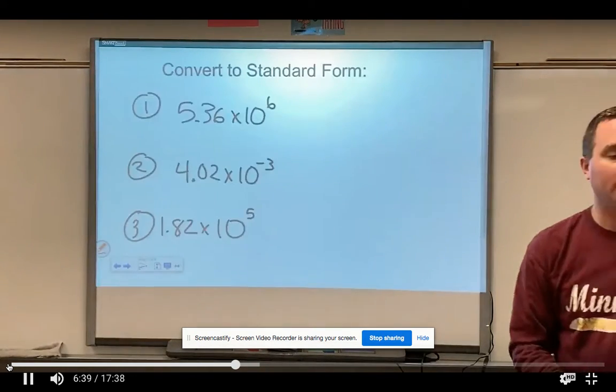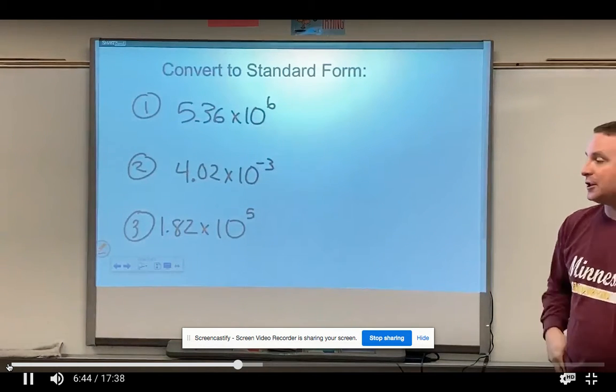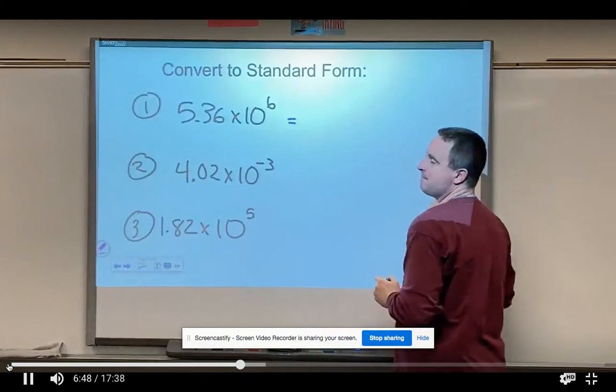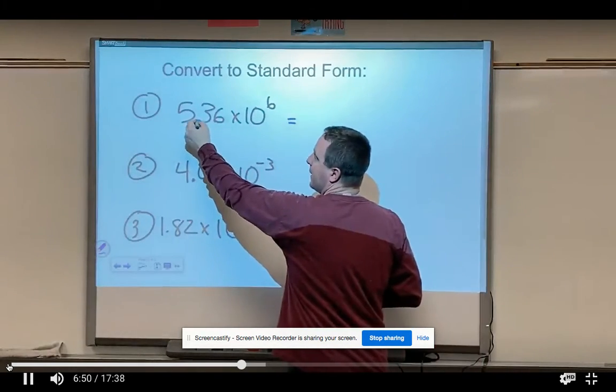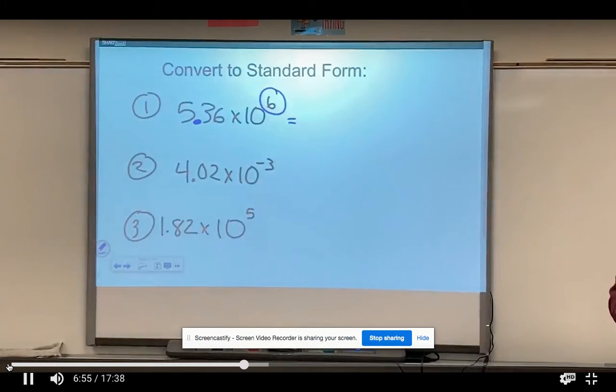On the next screen here, we're going to go backwards. What if I have a couple in scientific notation? Can I change these guys into standard form? Okay, well, there's my decimal point. I try and find that first. And then I look at the exponent, the 6th power. That means I'm going to move that decimal point 6 times.